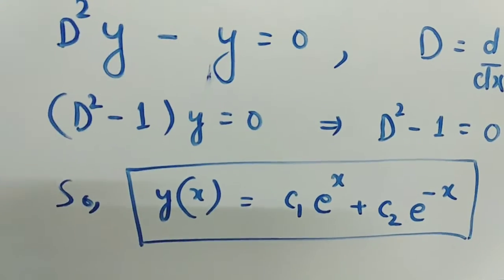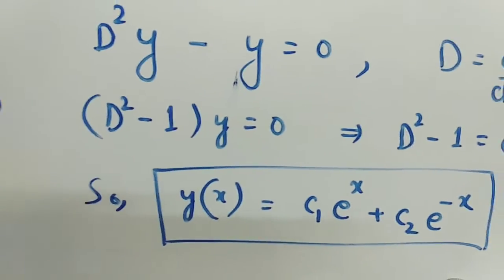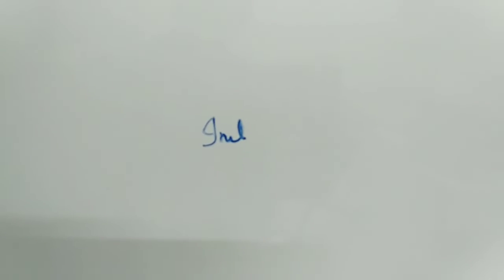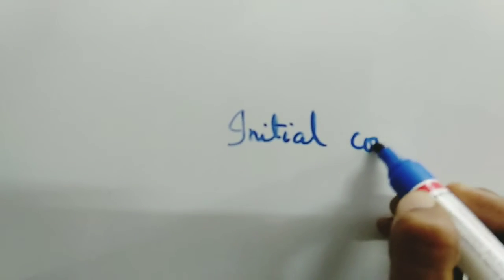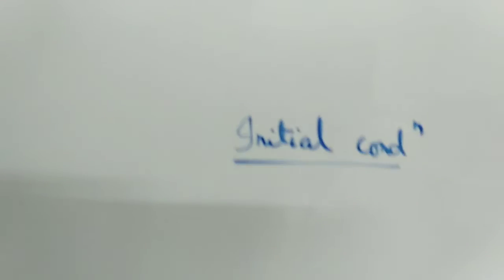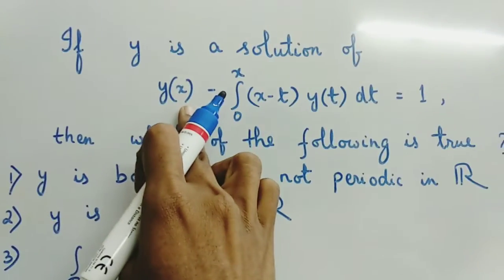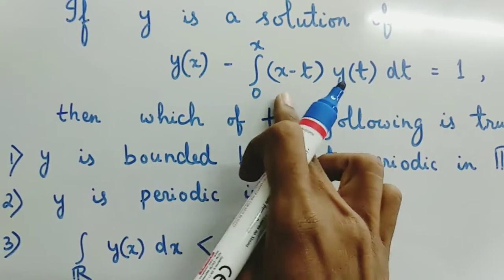For finding c1 and c2 we must know the initial conditions. What are the initial conditions so that we can apply them to find the constants c1 and c2? The initial conditions can be obtained from the initial integral equation, that is y of x minus integral 0 to x of (x minus t) y(t) dt equals to 1. If we put x equals to 0 here, what will we get? The second term will vanish and we get y of 0 equals to 1.